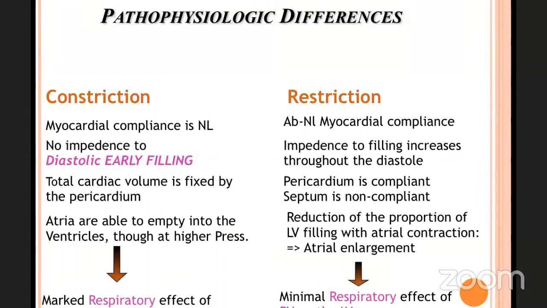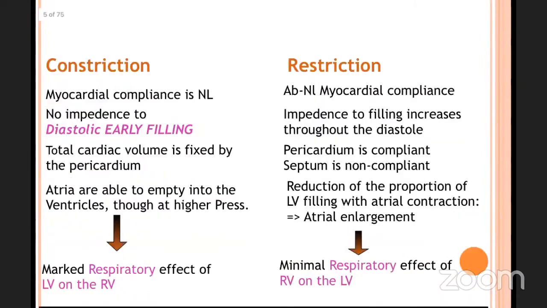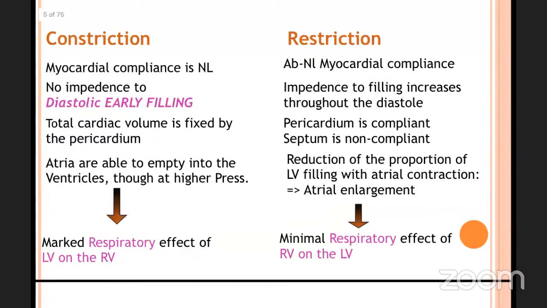And because the pericardium is thickened, there are going to be some problems in terms of the negative intrathoracic pressure not being transmitted to the intrapericardial structures. I will just highlight that in the next succeeding slides. So this is basically the major differences.